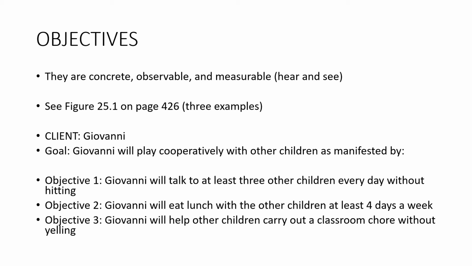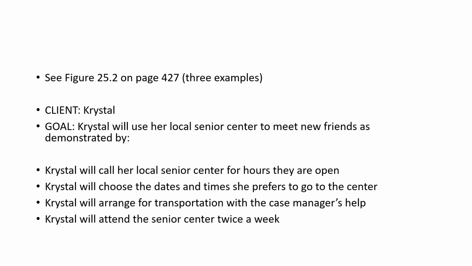If you close your eyes, you can see all those objectives visually in your head so you know that Giovanni is succeeding, right? So these are things that you can see and or hear from Giovanni. And when you can do that, then you can check off that they have actually done those things. See figure 25.2 on page 427 for 3 examples.